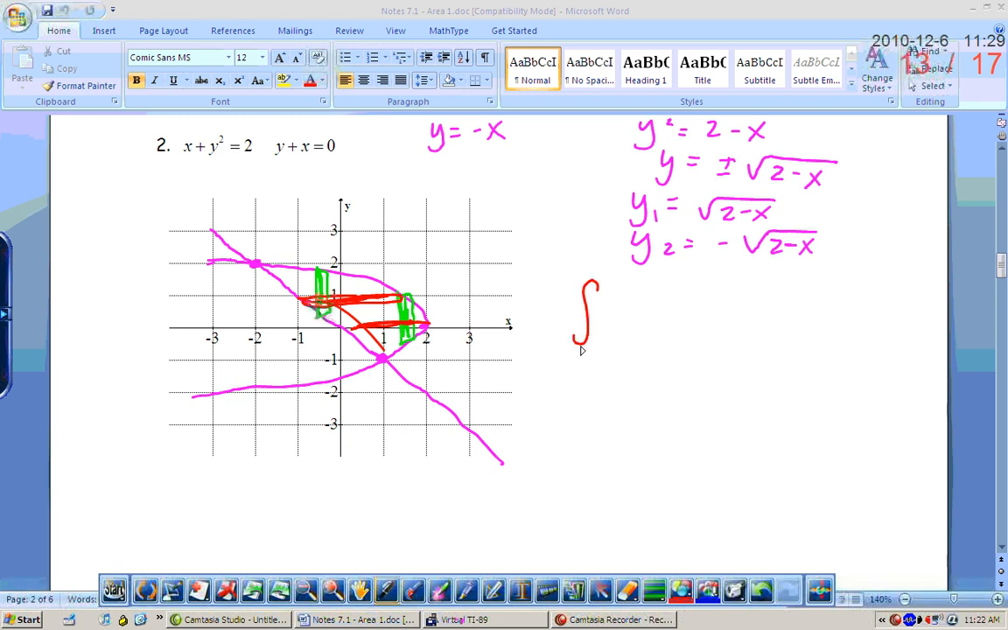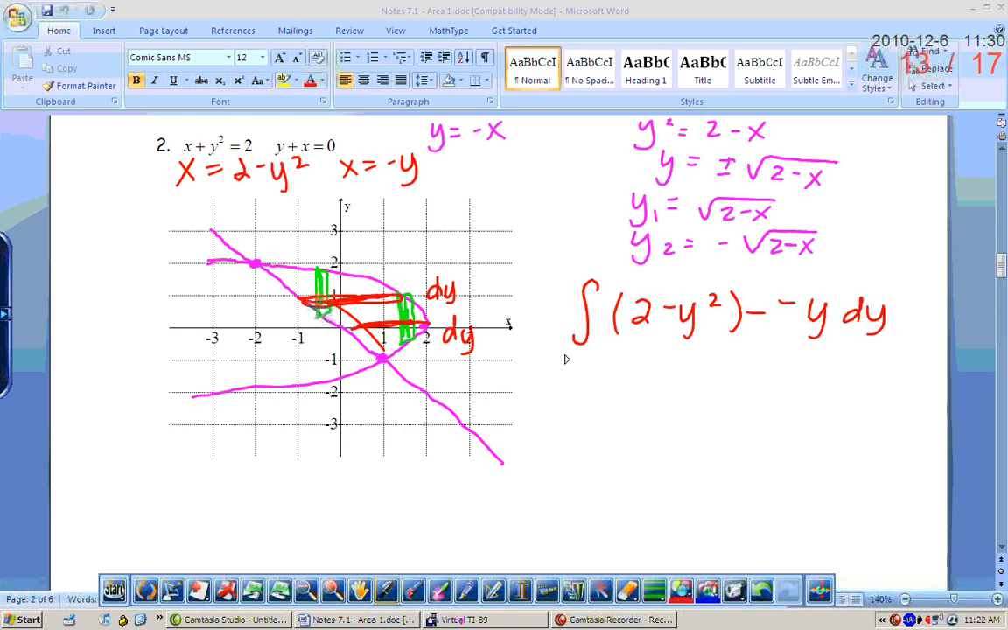All right, so I'm going to integrate. Right side is, okay, now if I'm using horizontal rectangles, then my width is dy, so I have to integrate with respect to y. So what do I need to solve my equations for? x. So x equals 2 minus y squared, and x equals -y. So right side minus left side is 2 minus y squared minus (-y).